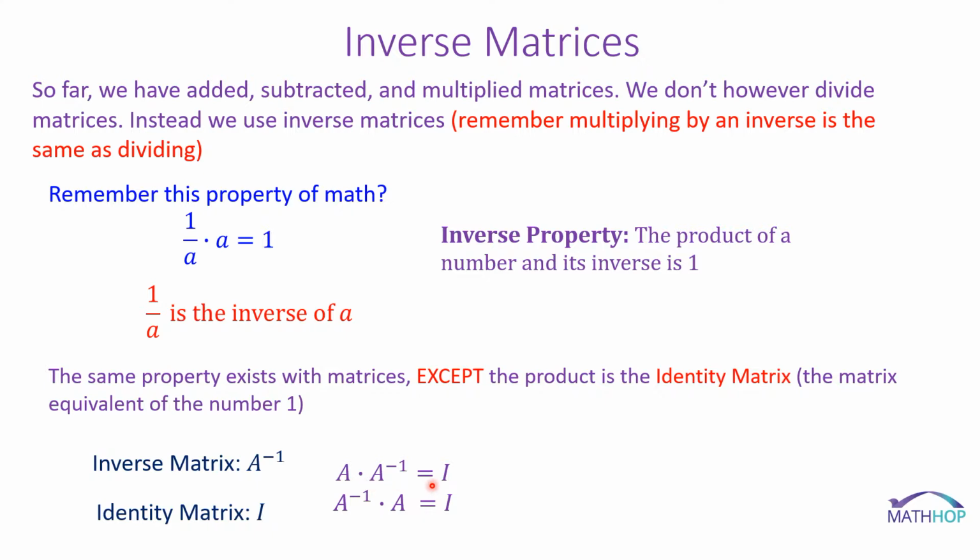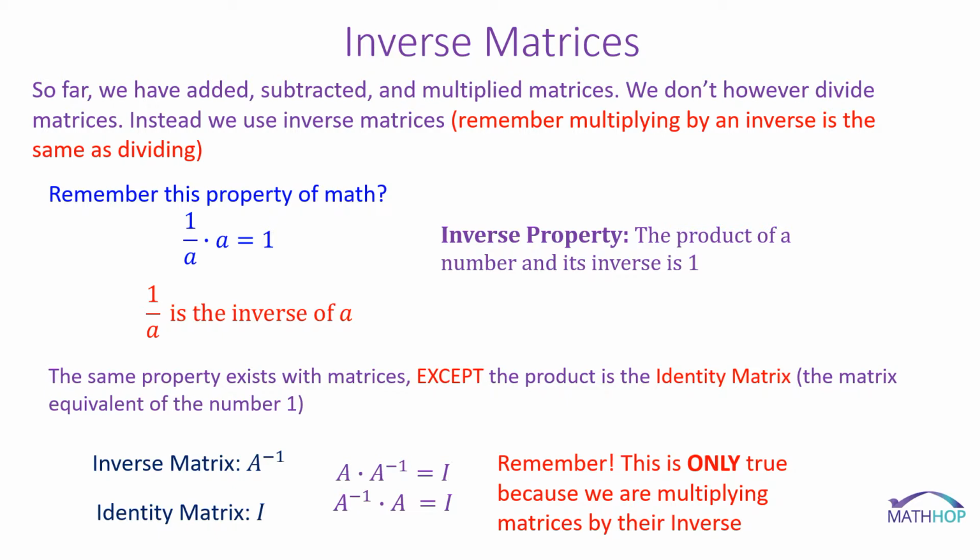You get the matrix equivalent of 1, so you get the identity matrix. So matrix A times its inverse gives you the identity matrix. Also, if you take the inverse matrix and multiply it by A, you also get the identity matrix. This is the other time where matrix multiplication is commutative. Remember, this is only true because we're multiplying matrices by their inverse. Matrix multiplication is not normally commutative.